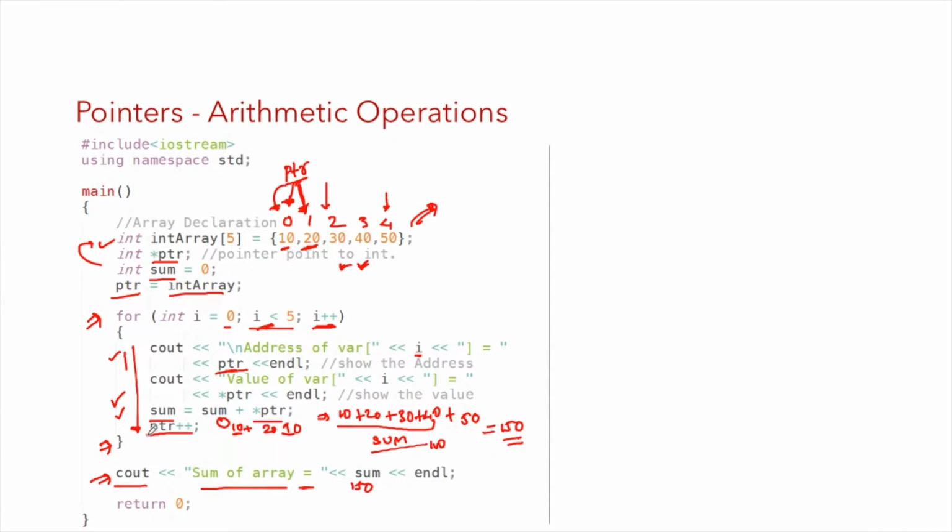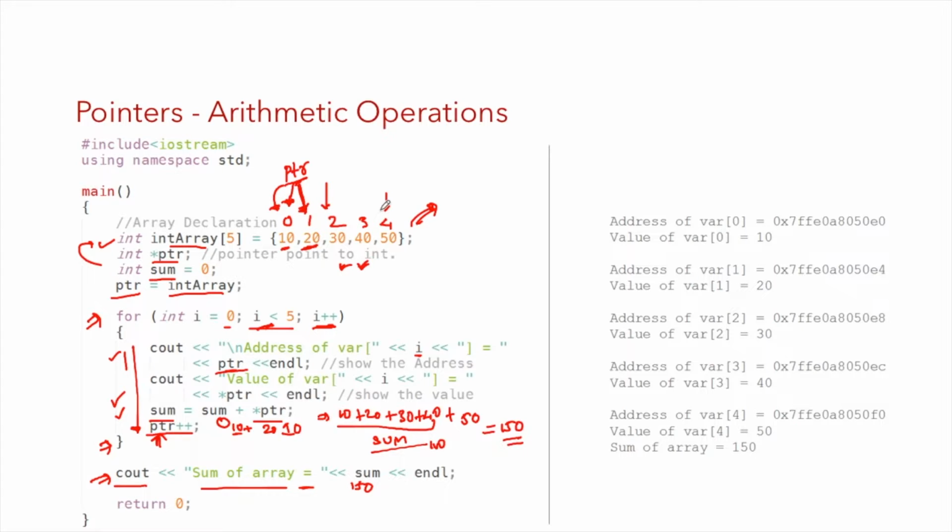So in this program, what we have done is, using a pointer variable, we have traversed through all the array elements of one integer array. So this is how we can perform arithmetic operations using your pointer variables. So this is going to be the output of the program. The program has printed all the addresses of your array elements and the values which are stored at those address locations, and in the end it has printed the sum as well.